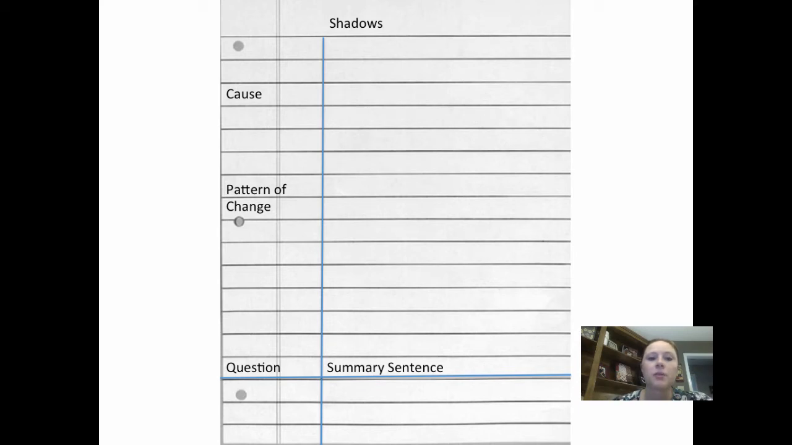So you can pause it and set your page up like this, but I'm going to move on. Just hit the pause button, set it up. When you're ready, you can hit play.